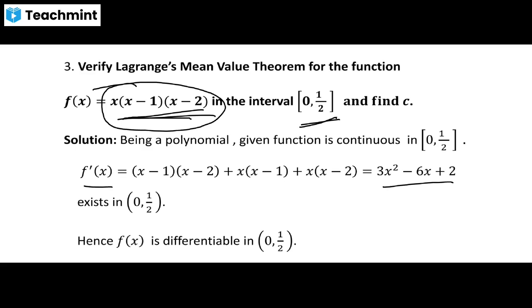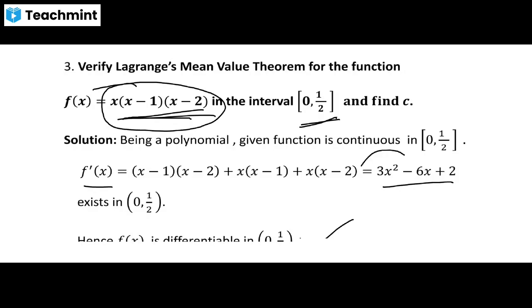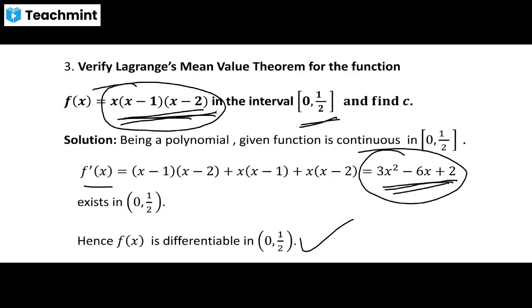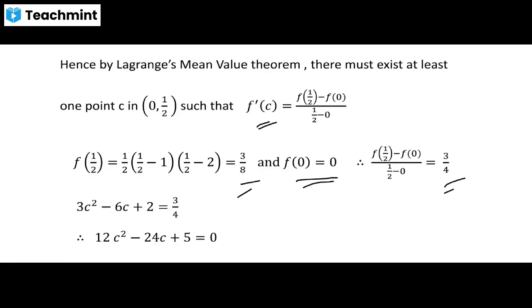Hence f is differentiable in this interval. Next point: substitute all the values and find out the value of f of half, f of 0.5. You will get 3/8, f of 0 is 0, and f dash of c is this one. First expand and then differentiate; you have to do that yourself. Okay, 3x² minus 6x plus 2 has come. If you want f dash of c, wherever x is there, substitute x is equal to c, then you will get f dash of c. Therefore this is 3c² minus 6c plus 2. Substitute all these values. Here 3/8, you will get 3/4, and simplifying this you will get one quadratic equation, that is 12c² minus 24c plus 5 is equal to 0.